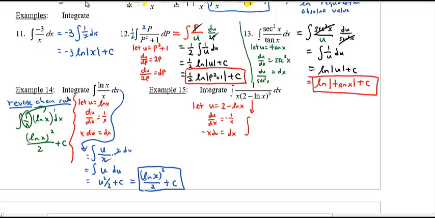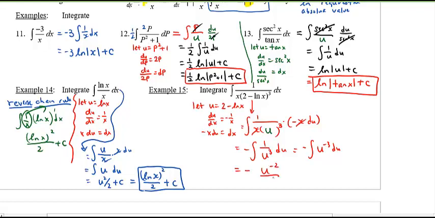Then I can make my substitutions. Here we go. U cubed dx is negative x du. Goodbye, x. 1 over u cubed du with the negative in front. And that is the same thing as u to the negative 3 du. Good old power rule: add 1 to the exponent, divide by the new exponent. Don't forget plus c. We'll simplify.